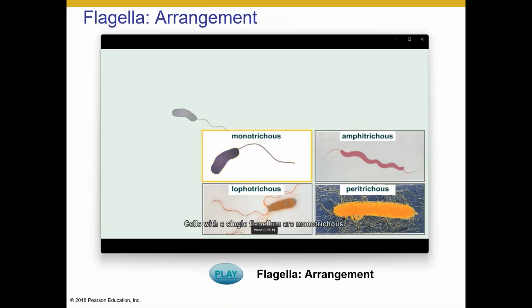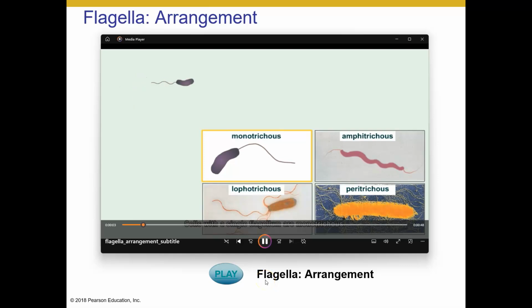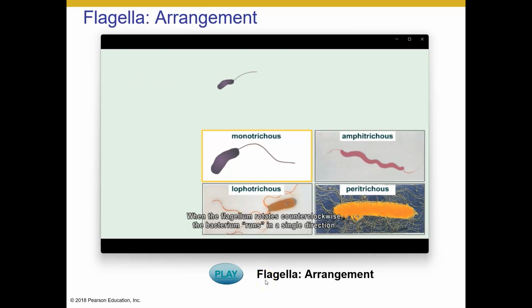Cells with a single flagellum are monotrichous. When the flagellum rotates counterclockwise, the bacterium runs in a single direction. When the flagellum rotates clockwise, the bacterium tumbles and changes direction.